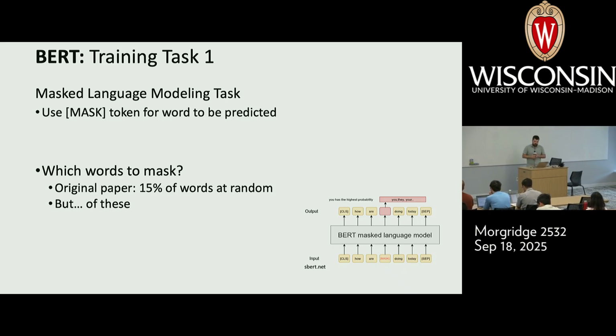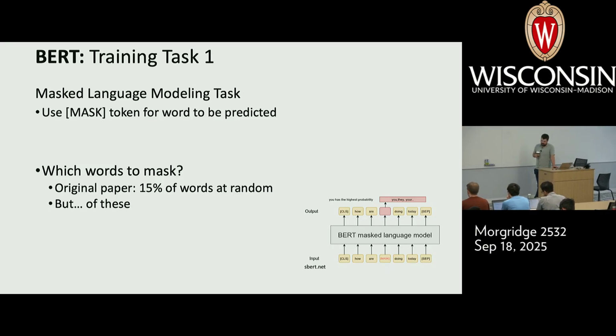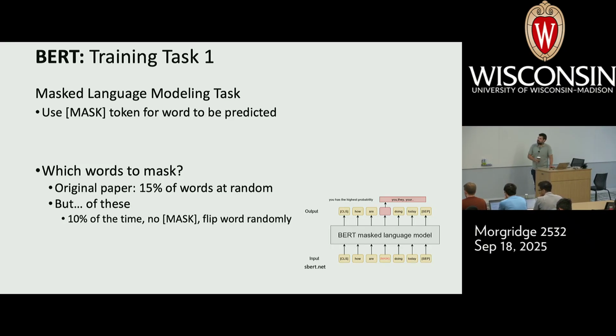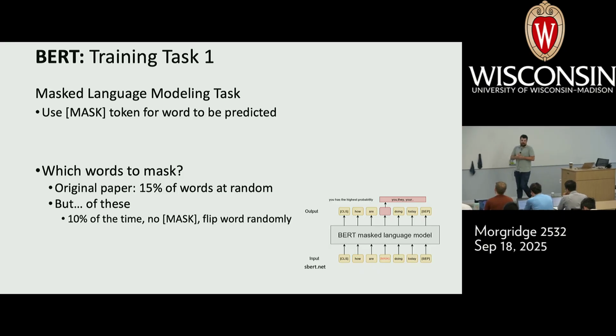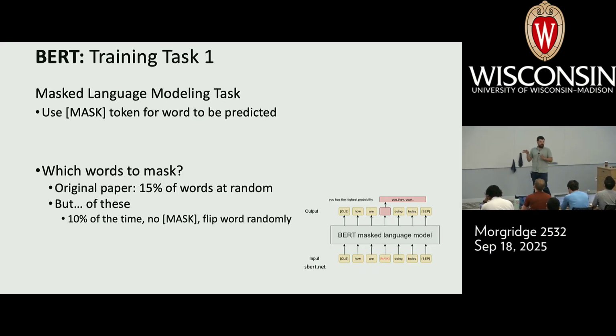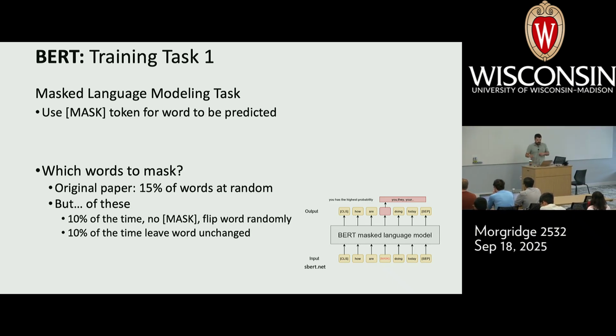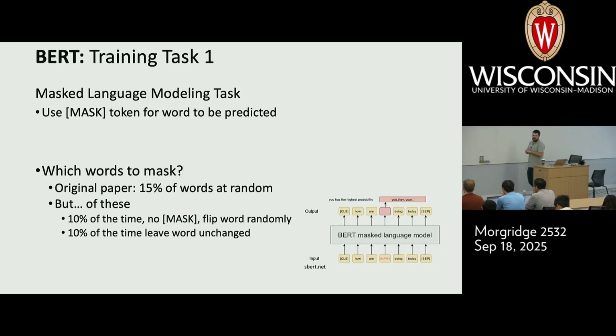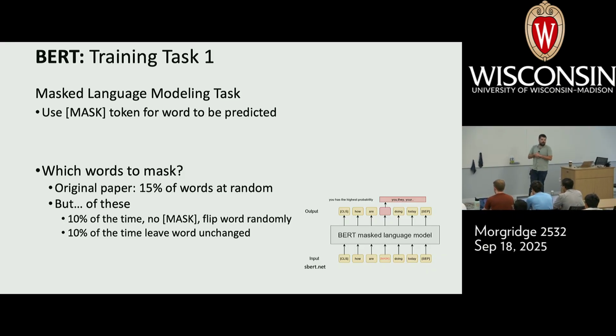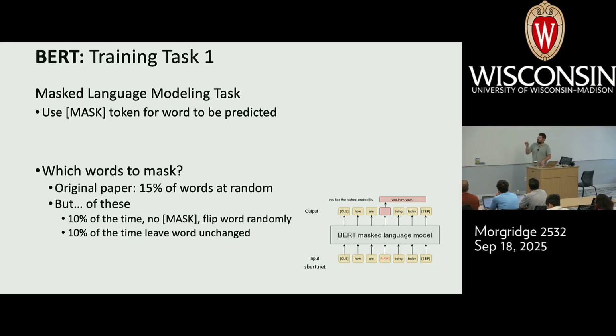Now here's something even more interesting that takes a little bit of thinking through. Of these 15% of words at random that we picked, 10% of the time we're actually not going to put the mask token in there at all. And you might say, well, why are we doing that? We decided to mask 15%, so why are we doing something different on some subset of those 15%? There are reasons for this. We're going to say, OK, no mask, but do flip the word to some other word randomly. This is pretty interesting. We're basically injecting a little bit of noise into our model. And then 10% of the time, we are not going to do anything. We're going to keep things unchanged altogether, keeping the original word there without masking. This takes a little bit of thinking through.